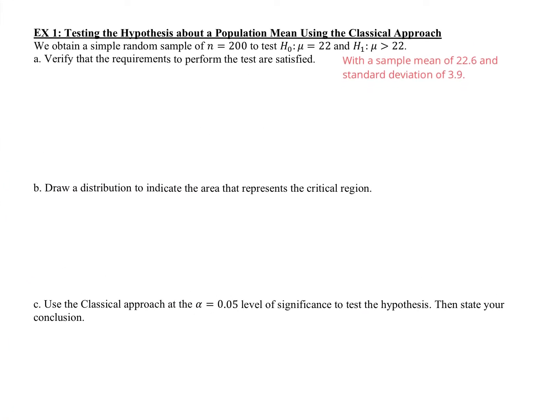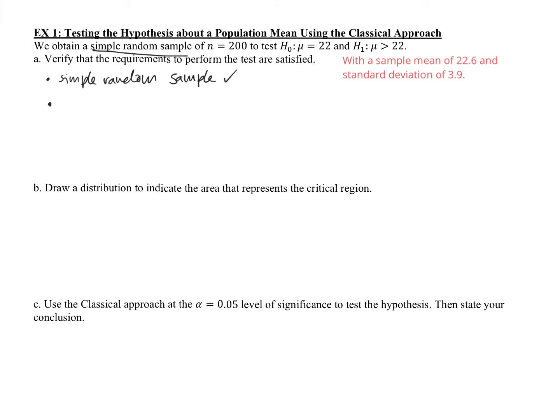So, for example 1, we're going to test the hypothesis about a population mean using the classical approach. Alright, so we're given a simple random sample of n equals 200 to test h0 of mu equals 22 and h1, our alternative, of mu greater than 22. So first we're going to verify that the requirements to perform the test are satisfied. So once again, what were the requirements? Well, 1, it needs to be a simple random sample. And yep, we're told that it is a simple random sample, so we're good.